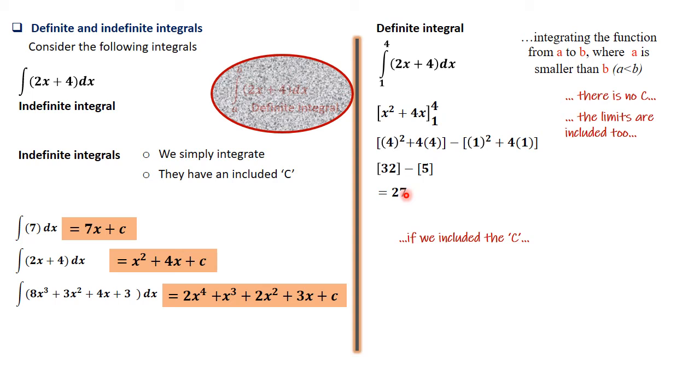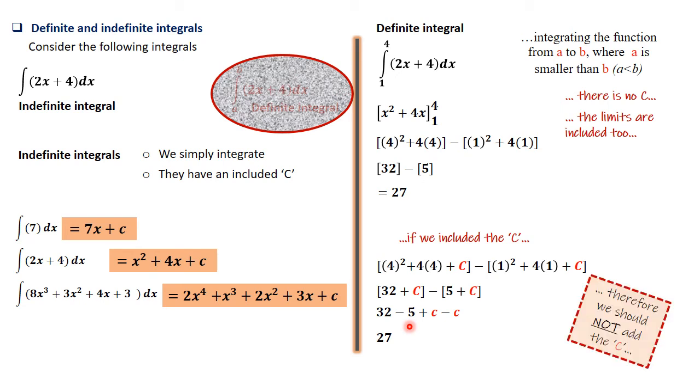What about if we included the c? Or why don't we include the c? Let me answer that by following this process. We have 4 squared plus 4 times 4 plus c. It is just this particular function; I've added a c, shown in red there. Then the same function with x as 1, plus c. Therefore this will be 32 plus c minus the bracket 5 plus c, which is 32 minus 5 plus c minus c. What does that tell you? The c subtracts itself away, and therefore we don't have the c at all. So we don't need to have the c.